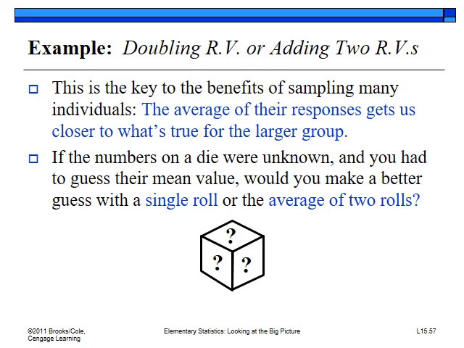Put another way, if I handed you a six-sided die and you had no idea what numbers were on each face, and I asked you to guess what the mean value is, would you rather have one roll or two rolls to make that guess? Well, that's easy. The more information you have, the better off you'll be. So you definitely want to average 2 rolls.